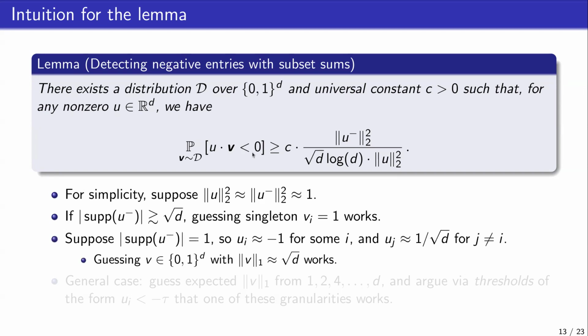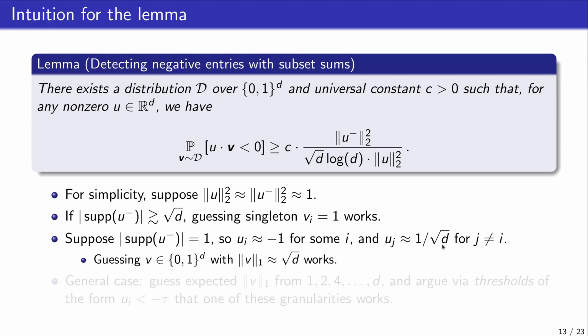Now let's look at the opposite extreme, where there's only a single negative entry in U, so the support of the negative entries is 1. And then by my assumption, this is going to be something like -1. And then let's assume that the rest of the mass of U is uniformly divided along all the other entries. So all the other entries are going to be roughly positive 1 over square root d. So the sum of the squares is still 1.